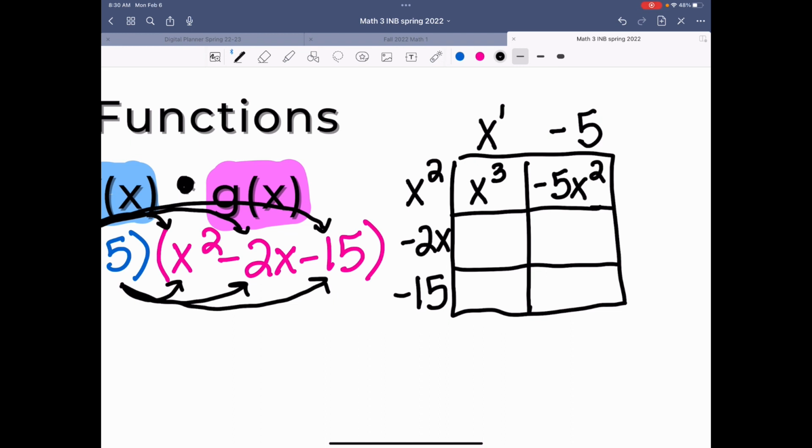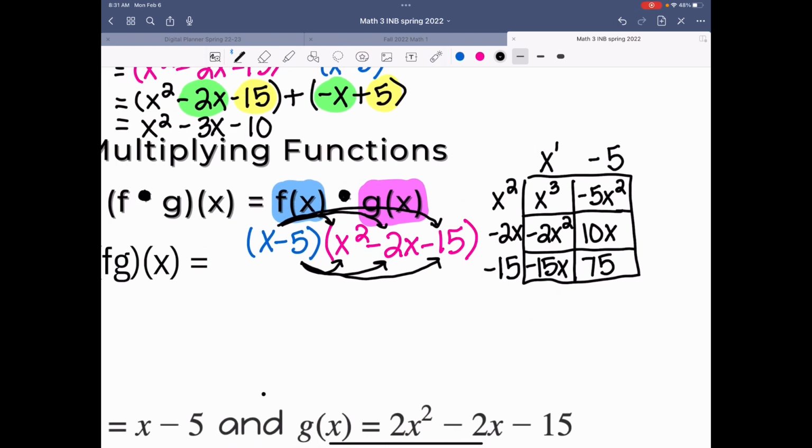Then we have negative 2x and x. That's going to give me negative 2x squared. And then we have negative 2x and negative 5 is going to be positive 10x. Then we're going to go to the next row. So negative 15 and x is going to be negative 15x. And negative 15 and negative 5, that's going to give me positive 75. So at that point, we have all of our pieces.